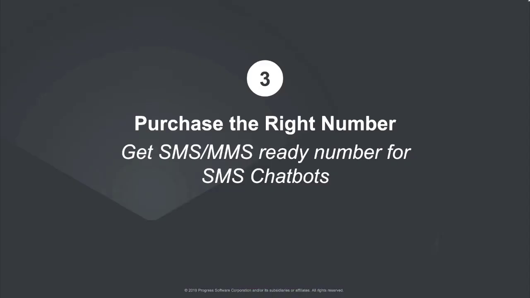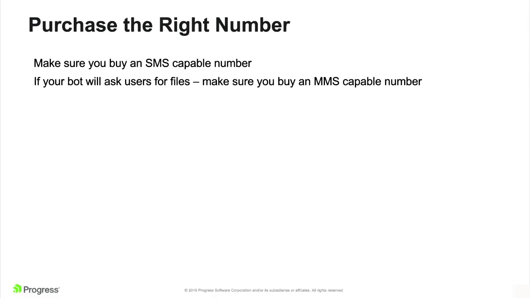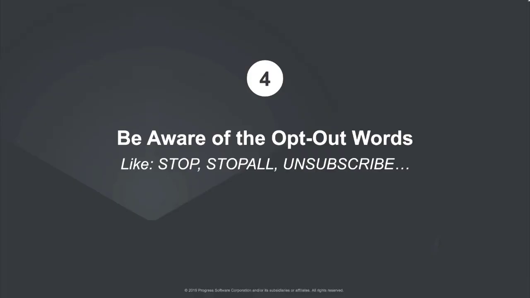Purchase the right number. If you are publishing your bot to SMS, make sure you buy an SMS-capable number with Twilio. If your bot will ask users to upload files, for example pictures or receipts, you will need an SMS and MMS-capable number.